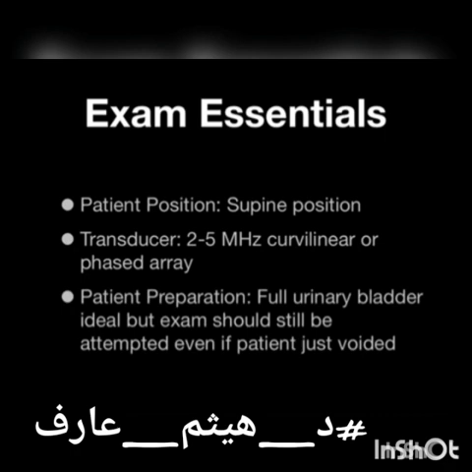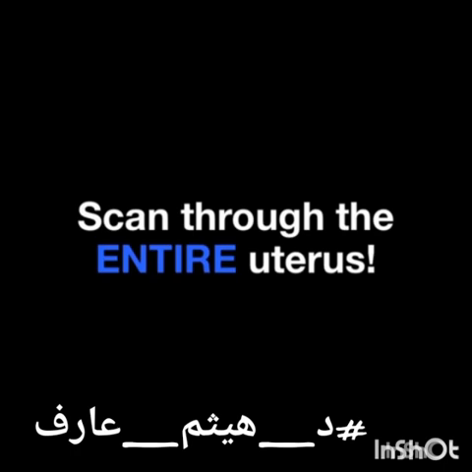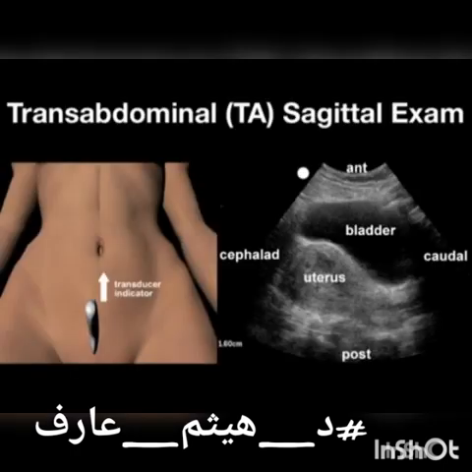In terms of patient preparation, a full urinary bladder is going to be ideal, but the exam should still be attempted even if the patient has just voided. And this is usually the case in the ED where patients are asked to give urine specimens when they are triaged. Performing the exam, you want to make sure that you scan through the entire uterus. This is essential. Let's first look at the transabdominal sagittal exam.